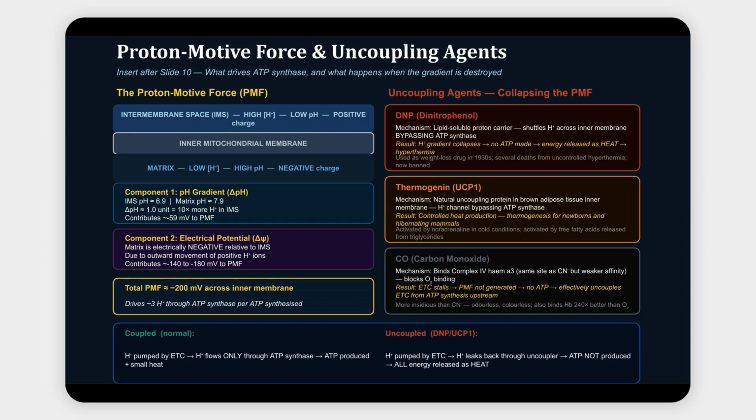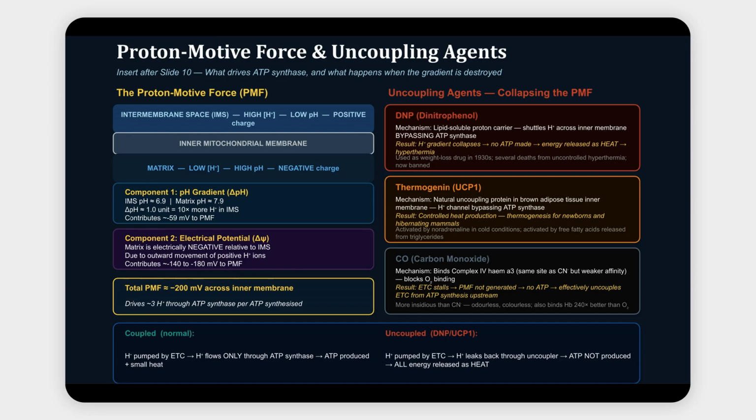Now, industrial uncouplers like dinitrophenol, or what they call DNP, were used as weight loss drugs in the 1930s. They worked wonders. People lost weight. However, they had a terrible side effect. Several people died of hypothermia because their metabolic rate spun out of control. The story of DNP is a vivid lesson in the dangers of meddling with fundamental cellular mechanisms.